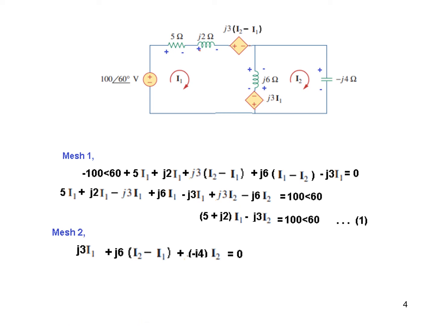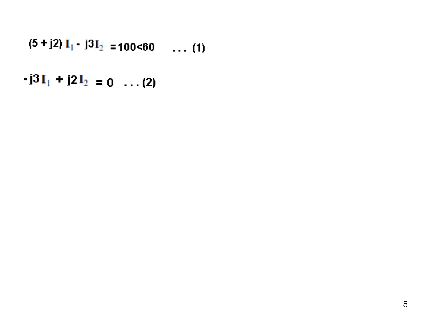Coming to mesh 2, we go from here like this. Plus sign first, so plus j3 I1. Then since we are in mesh 2 now, it will be j6 (I2 minus I1), positive, and positive minus j4 I2, equal to 0, and we simplify this also. This is the simplified form. Now that we have two equations, we can easily solve them with the help of a matrix or by substitution, whichever way you are more comfortable.